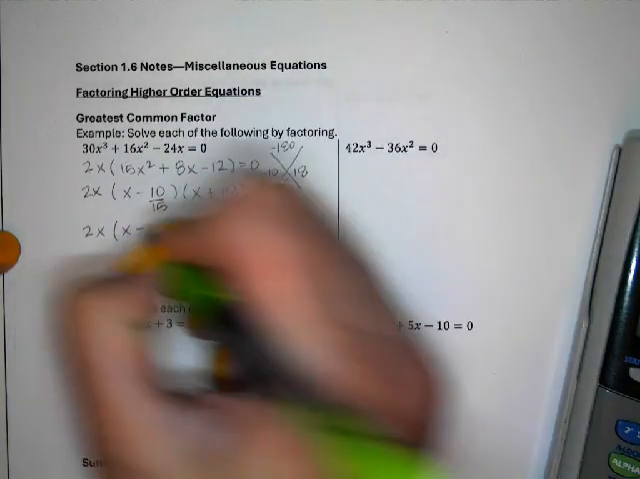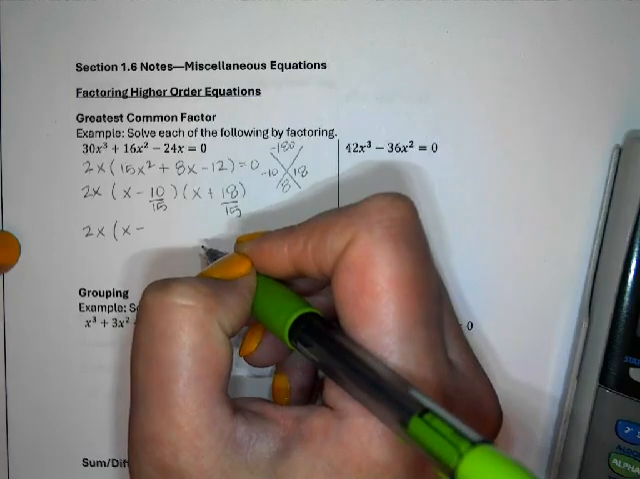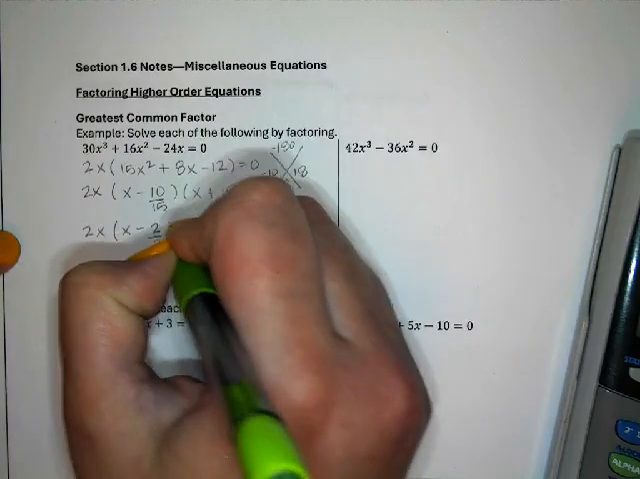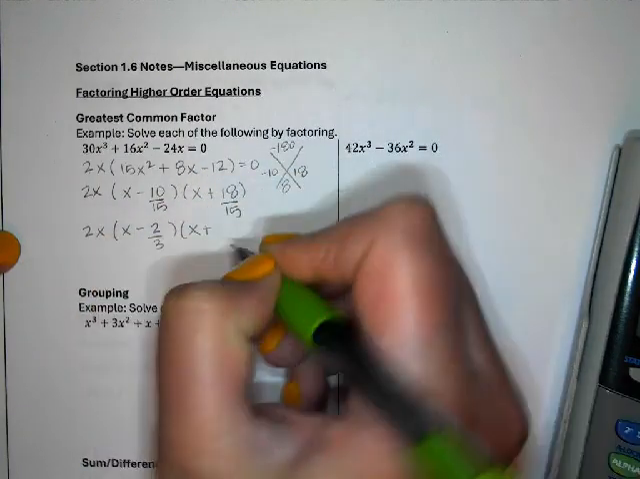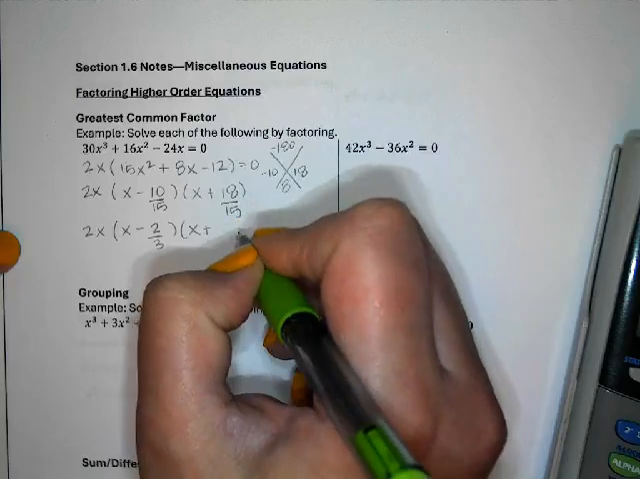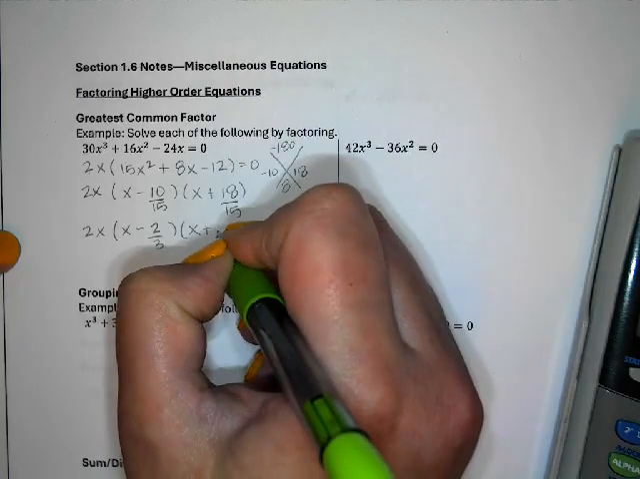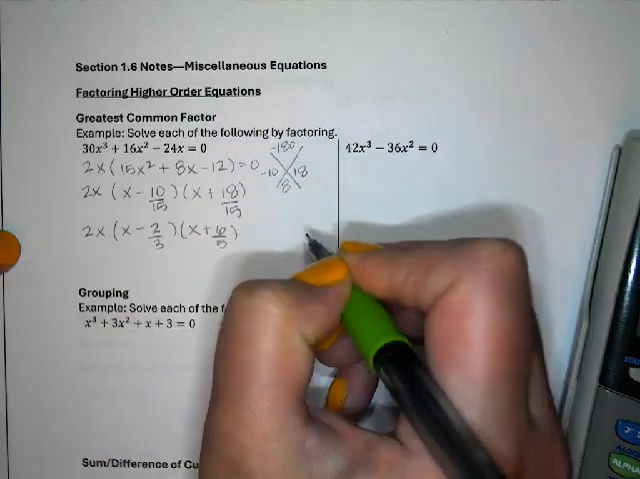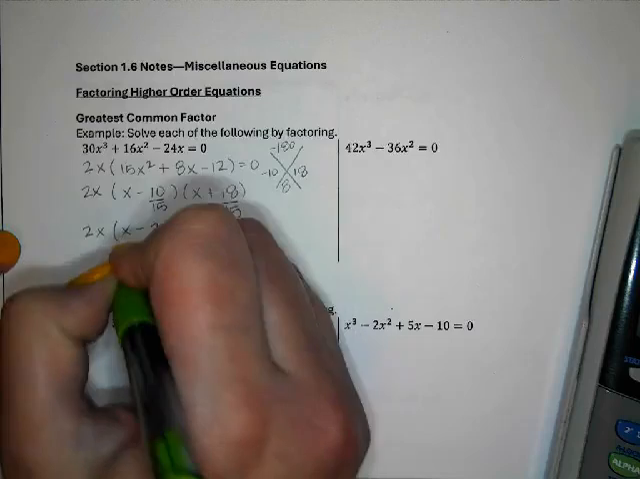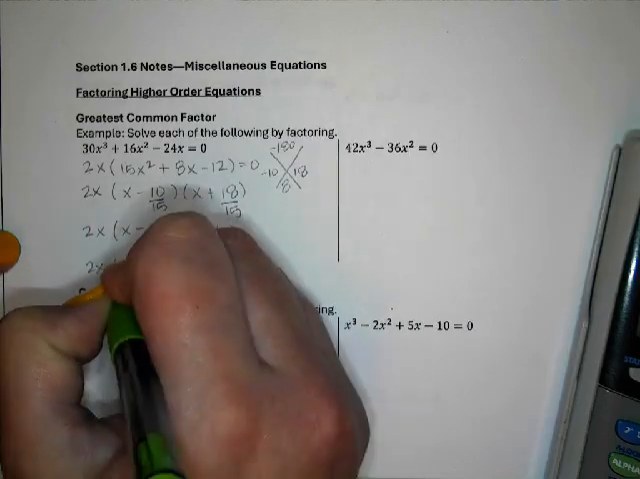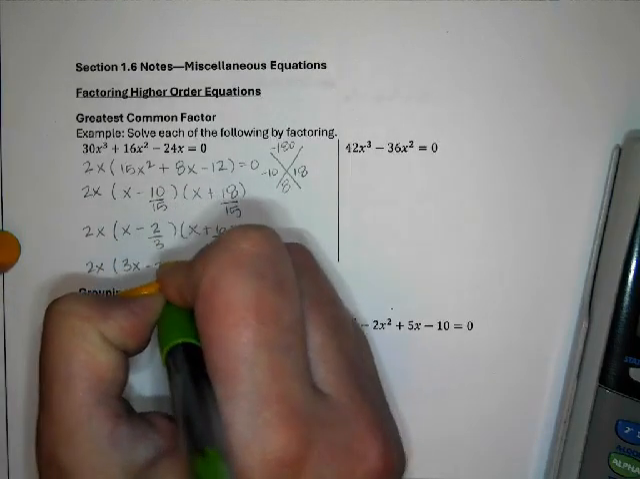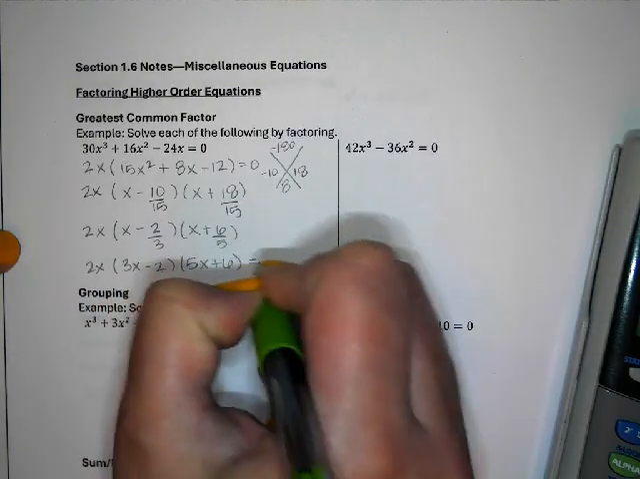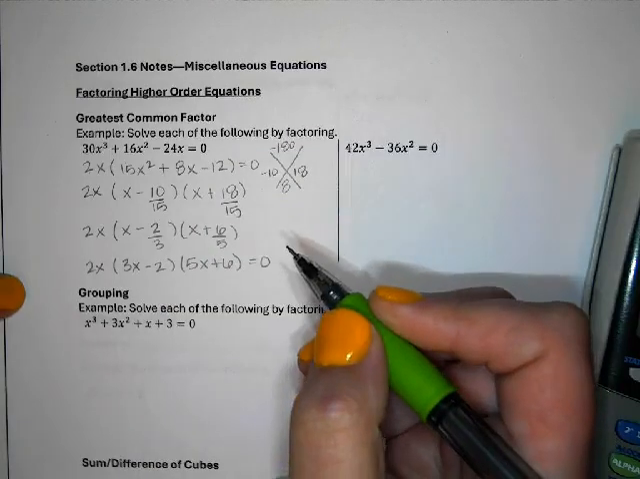So 10 over 15, both of those numbers are divisible by 5. We get 2 over 3. 18 over 15, both of those numbers are divisible by 3. So it'd be 6 over 5. Okay, and then we're going to do bottoms up. So 2x, 3x minus 2, 5x plus 6. Okay, so we have three solutions.